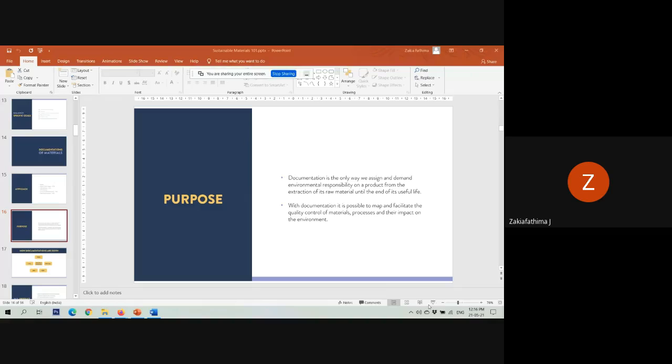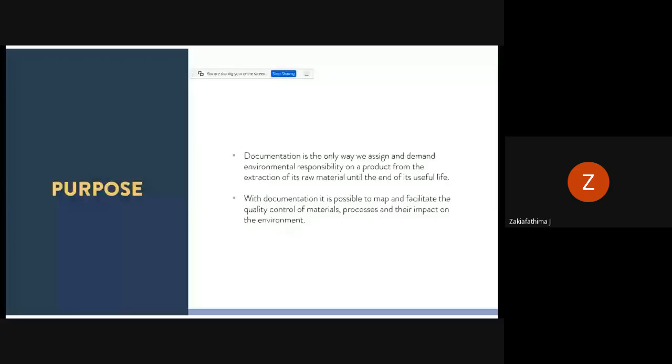Okay, so your documentation is the way you will be telling how responsible your product was to the environment, from your extraction process to the end of its life. And only through documentation are people going to believe that your product is a sustainable product. Without your documentation, nobody will believe.